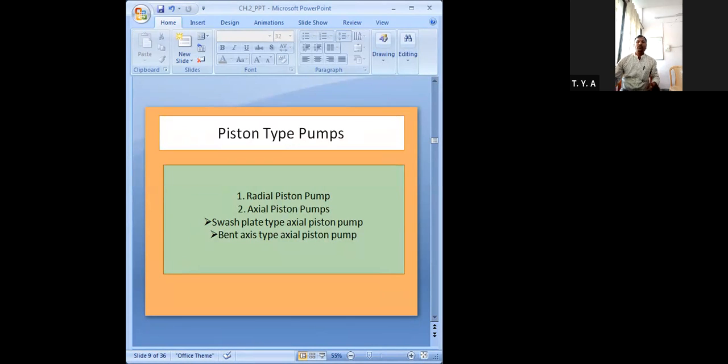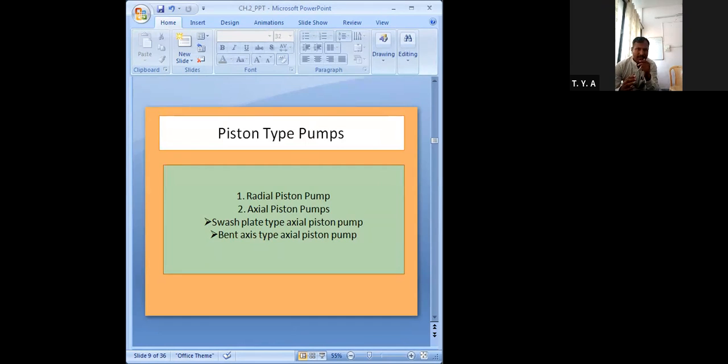As per the types of the pump, we have firstly gone for the gear pump, and yesterday we saw the vane pump. Now we'll go for the third type, that is the piston type of pump. Under this piston type pump, we have two subtypes: one is the radial piston type and another is the axial piston pump.